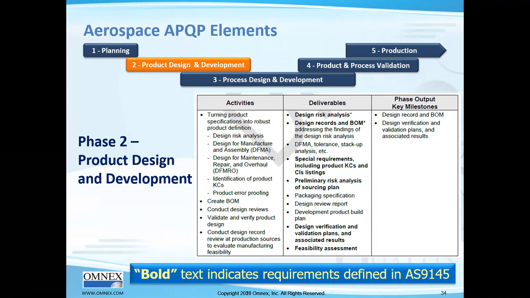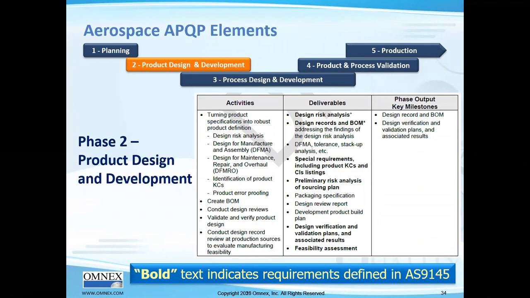So a DFMEA is going to help look at different things like this, which is one of the requirements in APQP, a design FMEA if you're design responsible. This is where you're also going to list all those special requirements and key characteristics. Now, these are all product related, you have to remember. We're not on the process side yet. You're going to have a preliminary risk analysis, especially of your sourcing plan, but also of the product risks that can come up.